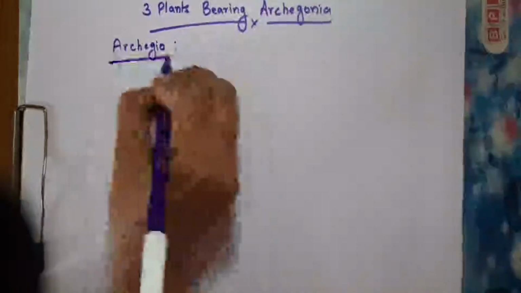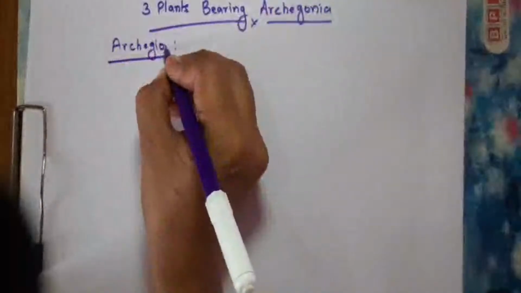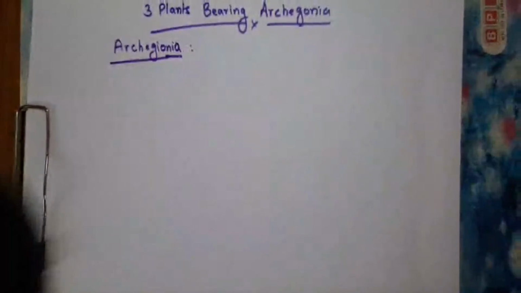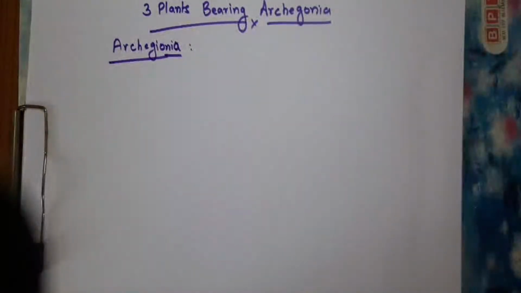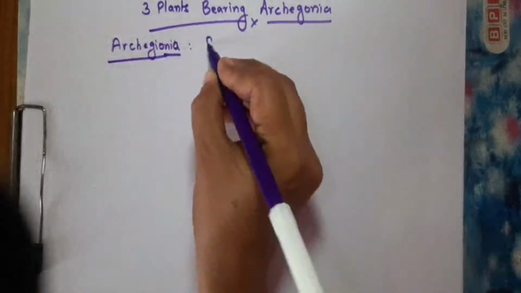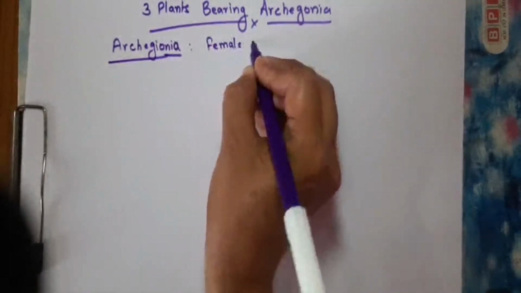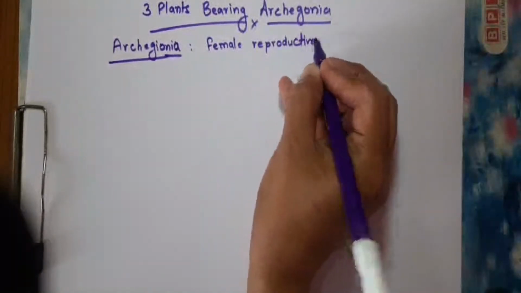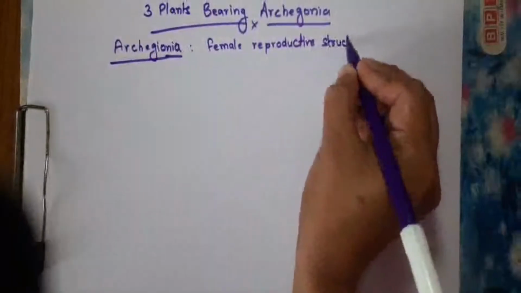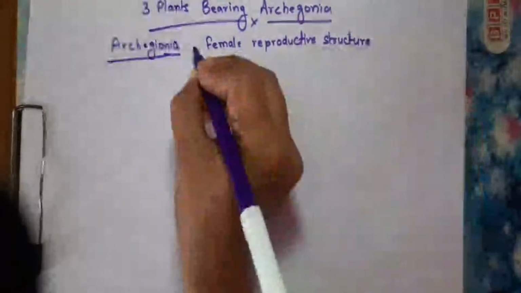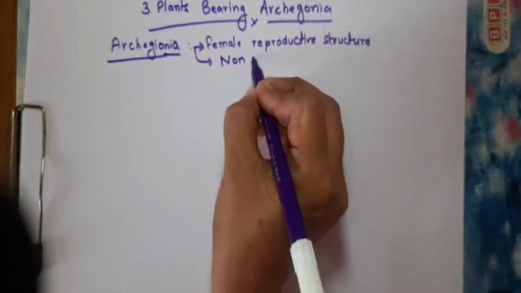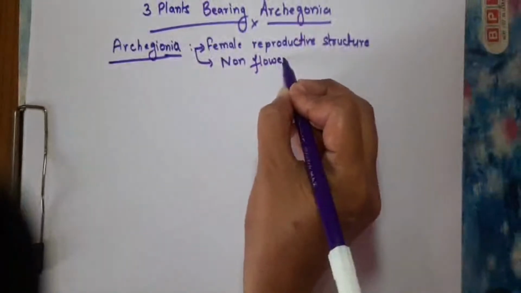So archegonia, students, they are the female reproductive structure which is found on the non-flowering plants. Okay, so they are the female reproductive structures of the non-flowering plant, that will not produce the flowers.